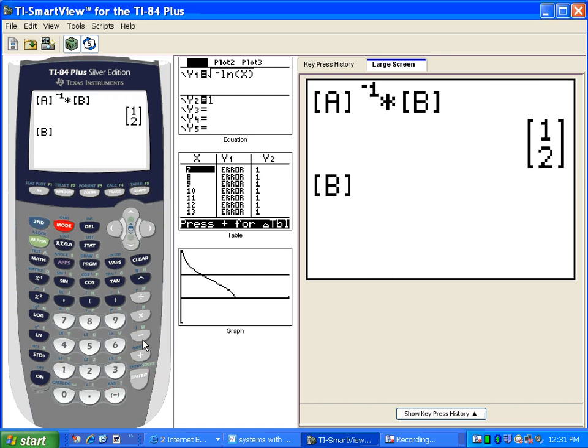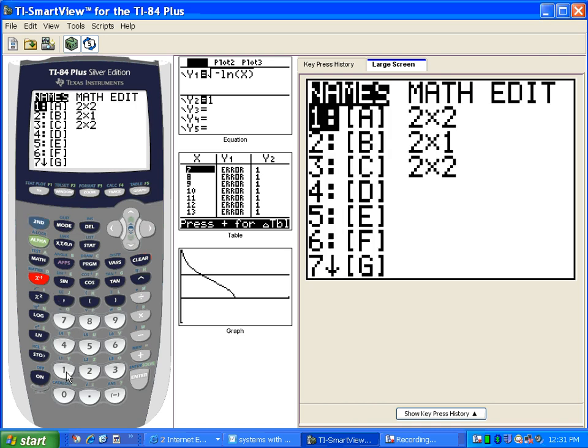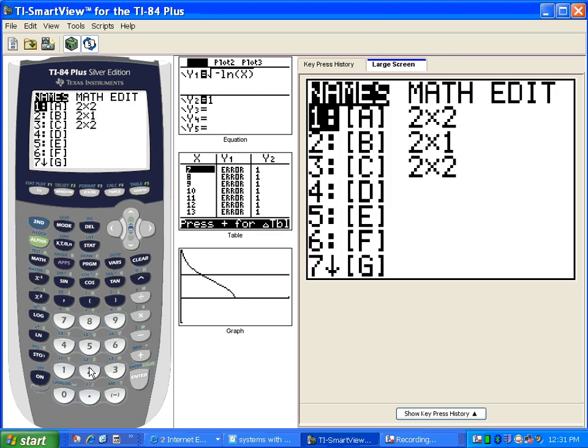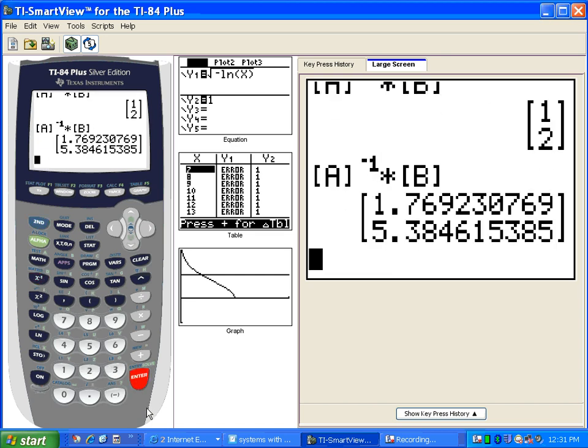And now we just need to do the setup here on the screen. I'll clear to get it out of here. Second matrix, matrix A inverse times second matrix, I'm hitting the right key, matrix B, boom. Okay, so these numbers, 1.76, 5.38. Not really as nice numbers as we had the last time, 1 and 2, but they're the answer.